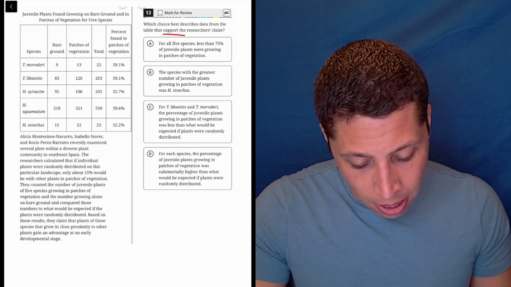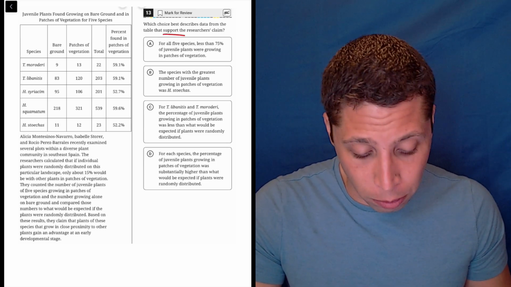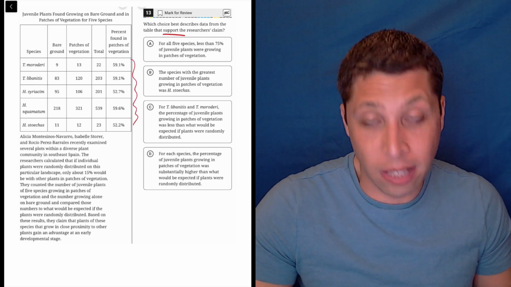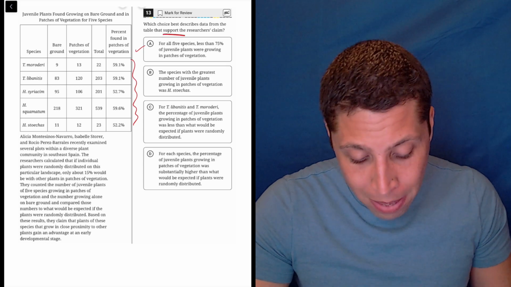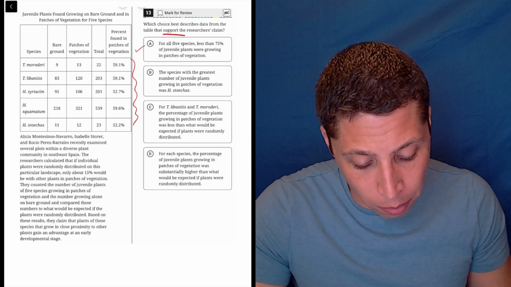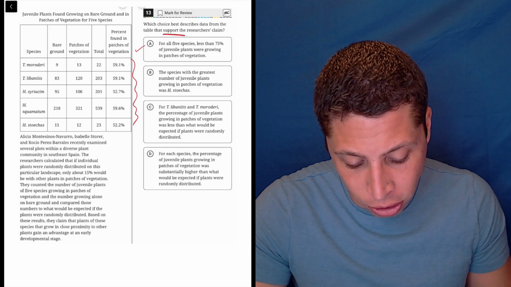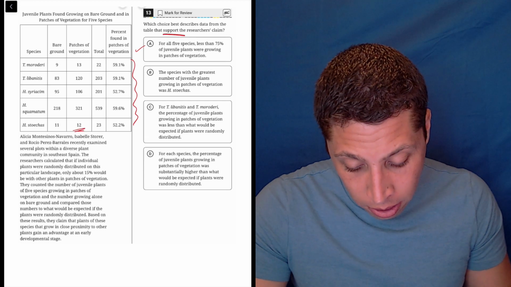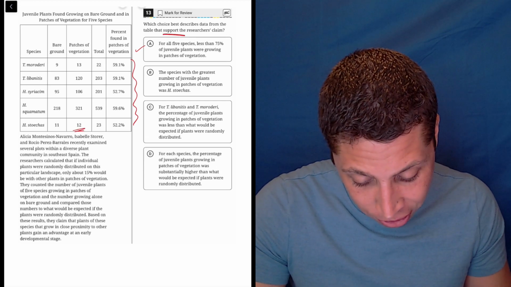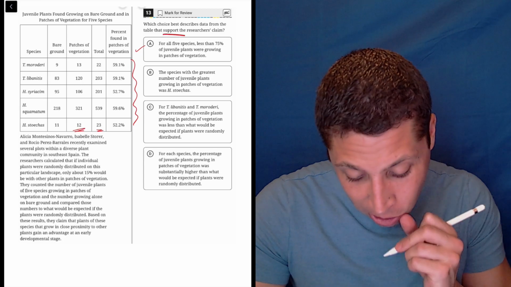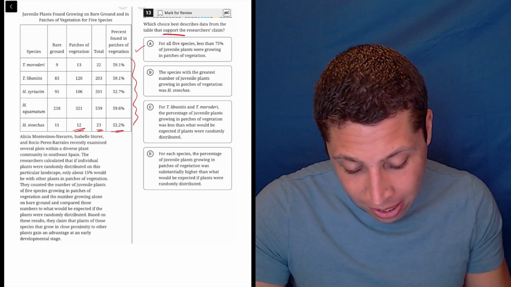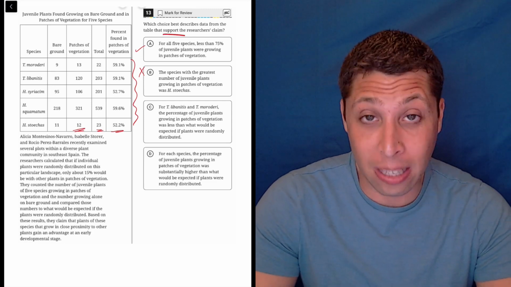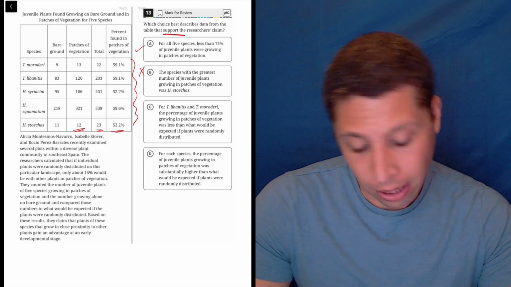If I look at choice A, for all 5 species, less than 75% of juvenile plants were growing in patches of vegetation. So that's this column here, and it's true, less than 75%. So that seems true. B, the species with the greatest number of juvenile plants growing in patches of vegetation was this H. stochus. Well, that's here, and the patches of vegetation is 12. Oh, that's 12 patches of vegetation and then 23 total, but only 52.2%. So this one seems wrong, I guess. I feel like I don't understand the chart very well, but that seems wrong. Just inaccurate.